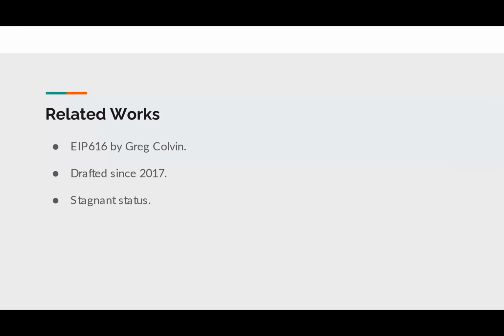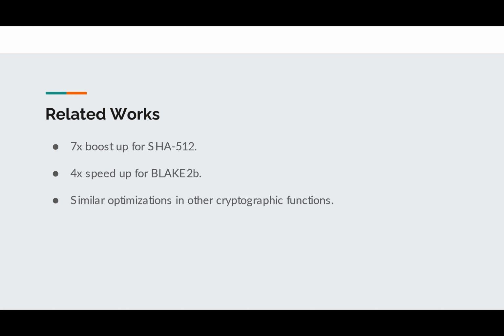Actually, our work is based on an Ethereum improvement proposal, which was drafted by Greg Colvin in 2017 and is in stagnant status. We based our work on this Ethereum improvement proposal. And also there are different studies using SIMD instructions that get different speedups. For example, SHA-512 got 7x and Blake2b got 4x speedup. And similar optimizations are obtained for other cryptographic functions.